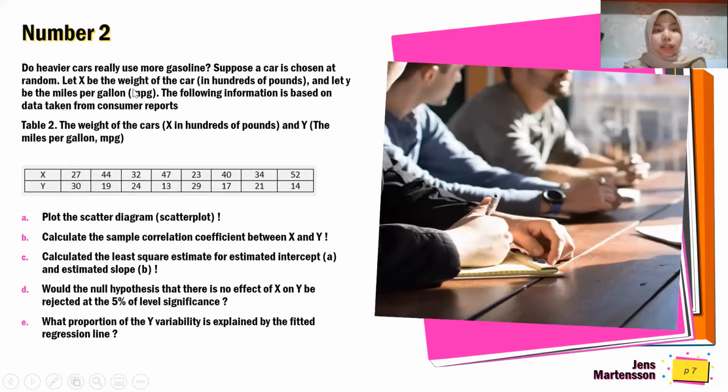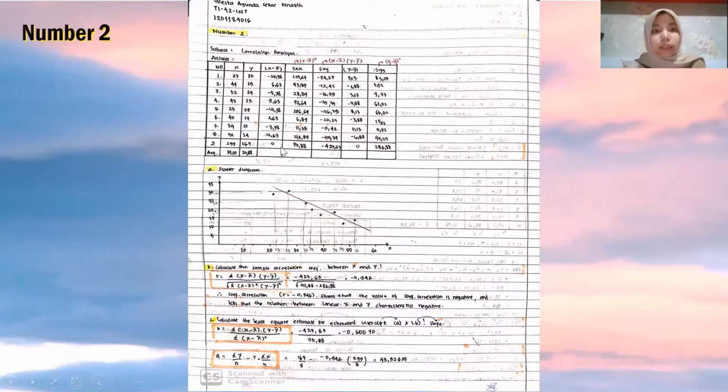Let X be the weight of the car in hundreds of pounds and let Y be the miles per gallon, or mpg. These are the following information based on the data taken from the Consumer Report. So X is in hundreds of pounds and Y is in miles per gallon. In number 2, they ask these questions. Let's start from A.